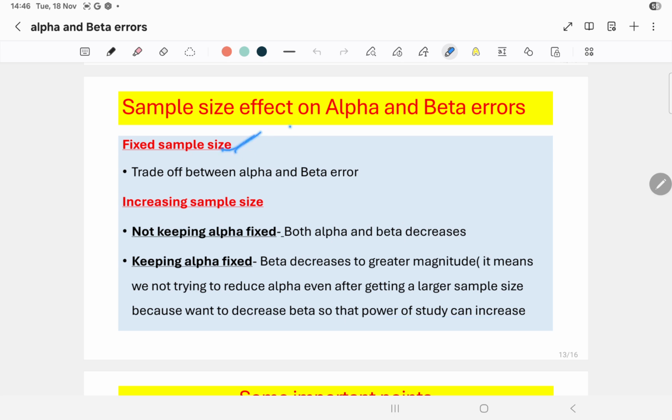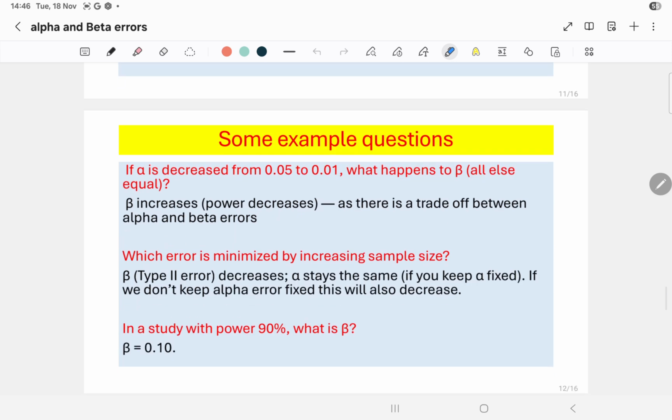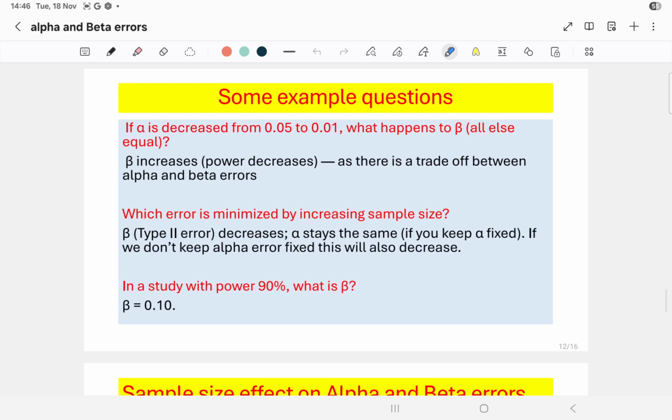So with a fixed sample size, there is a trade-off. Increasing the sample size, if we don't keep the alpha fixed, both alpha and beta will decrease. Keeping alpha fixed, beta decreases to a greater magnitude. I hope this is clear. Now let's see some examples.